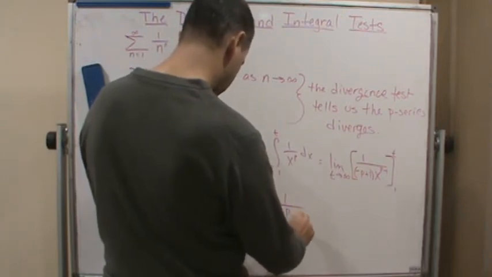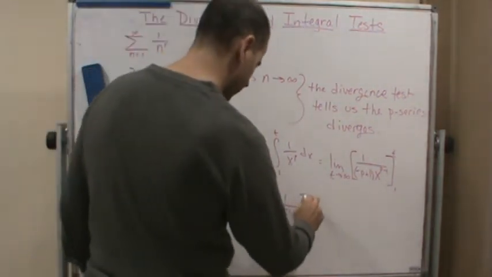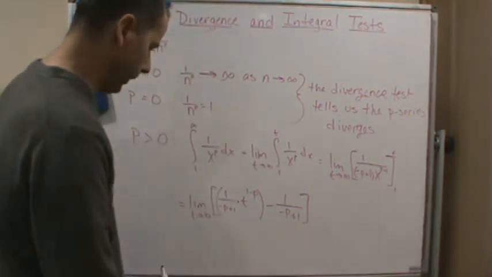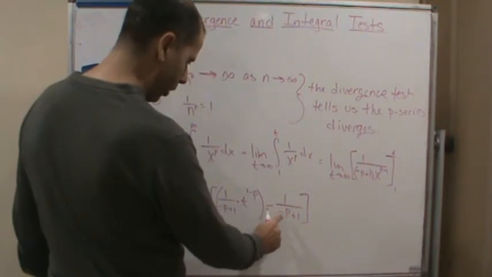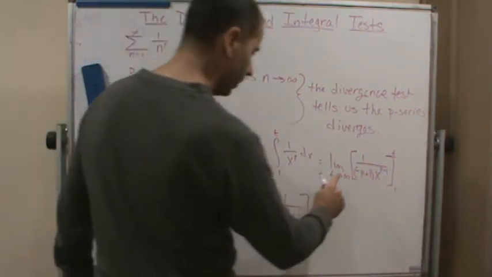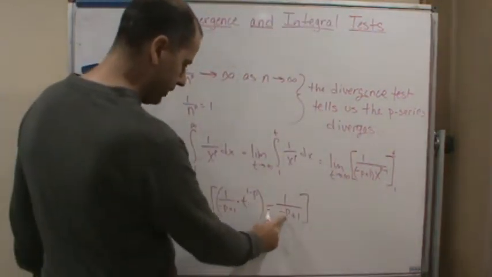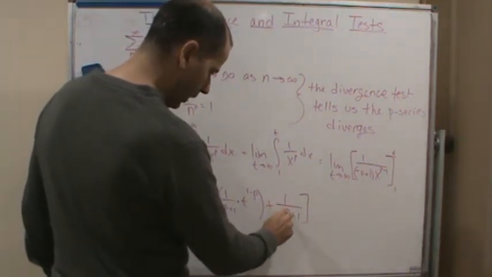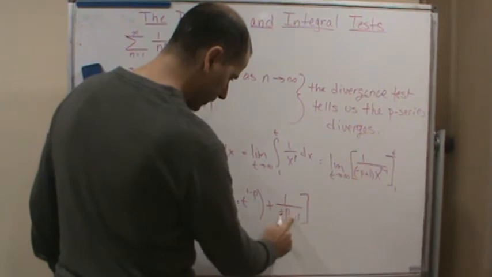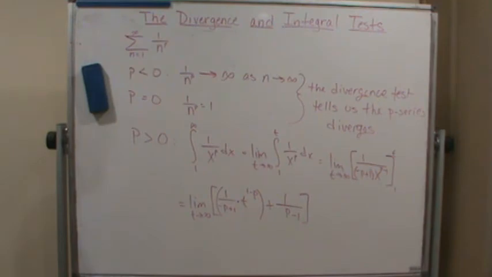Now here's where I'm going to change things a little bit. I've got a negative, so if I distribute this negative, let's make this a positive, and make this a minus. So this just becomes p minus 1.